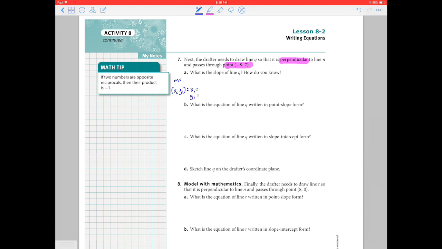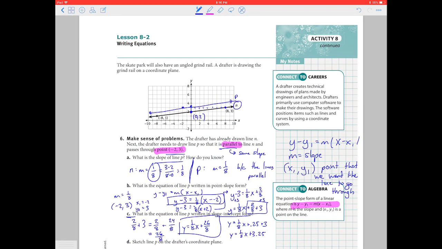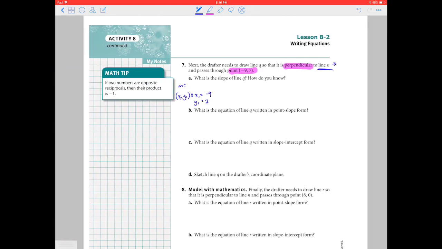All right. We can do our point real quick, right? We have -9 for x1 and 7 for y1, but we have to do a little bit of work to find our opposite reciprocal. The slope, we want it to be perpendicular to n, and if we go back to the other page, we said the slope of n was 1/8.